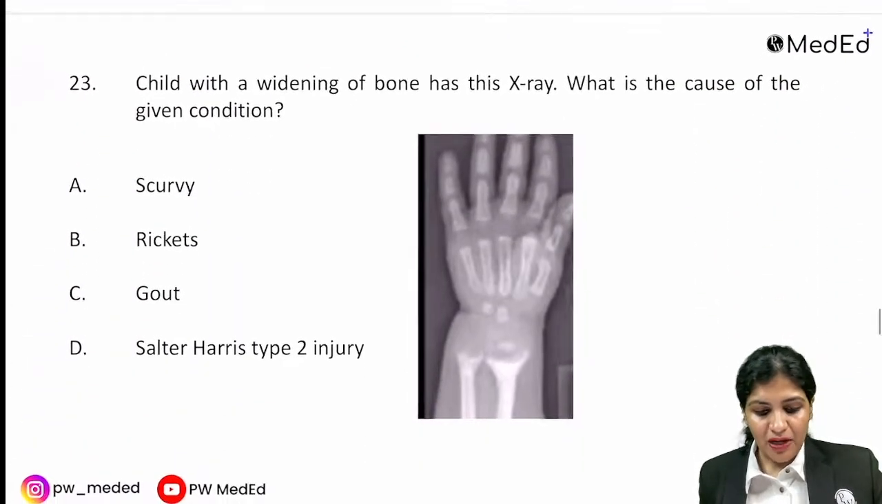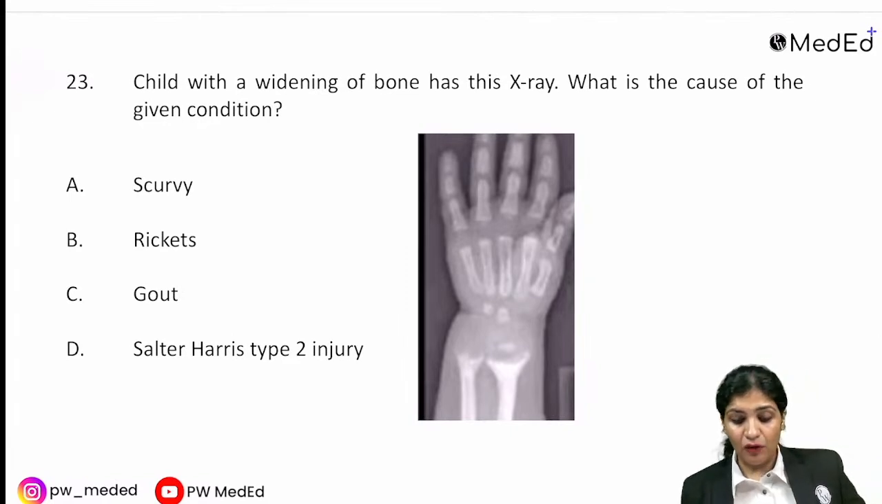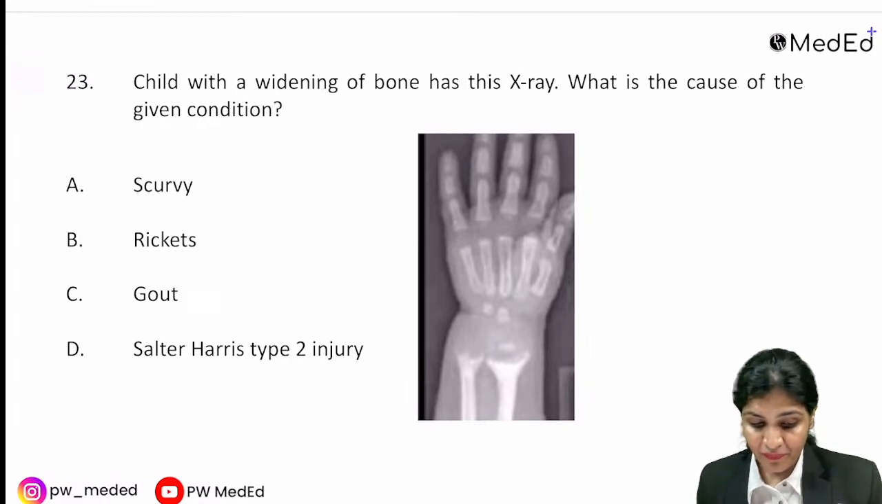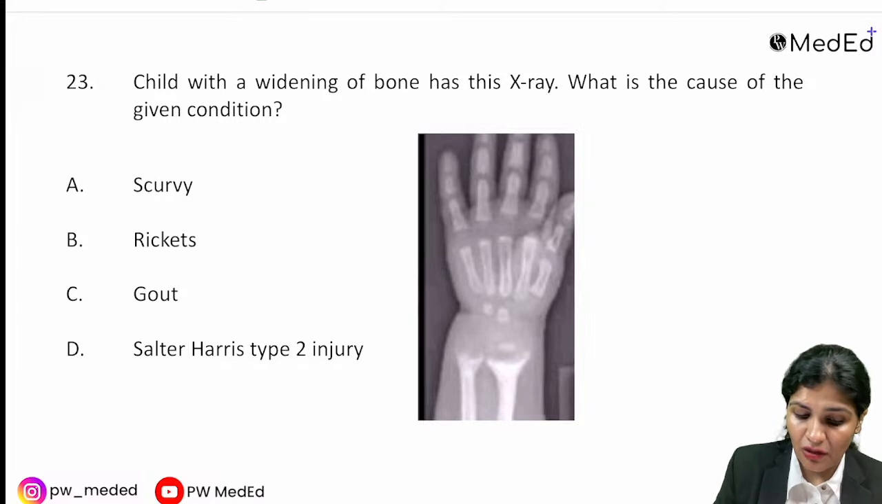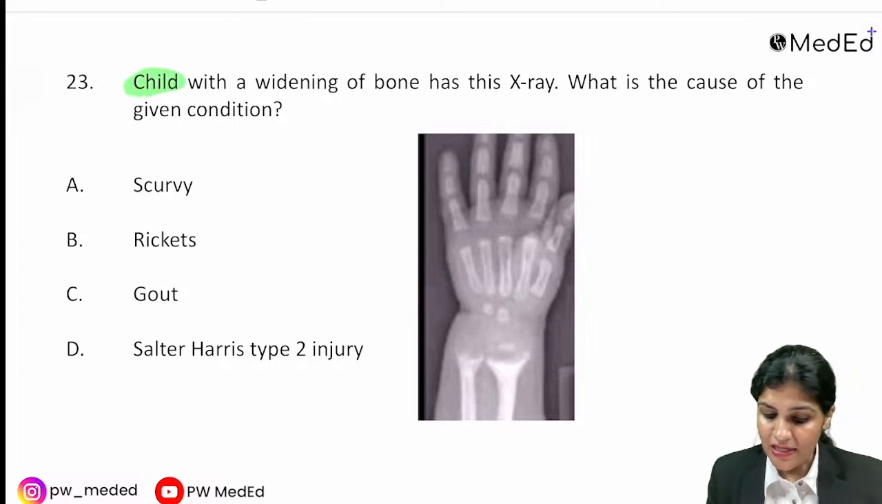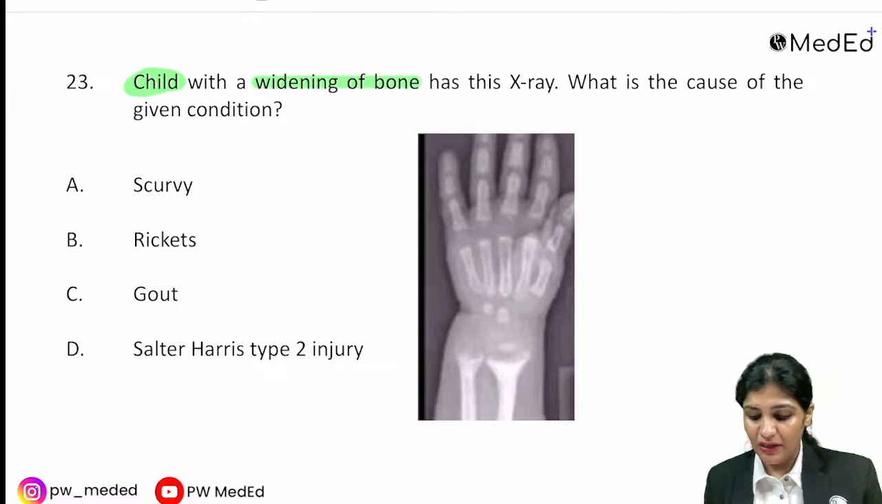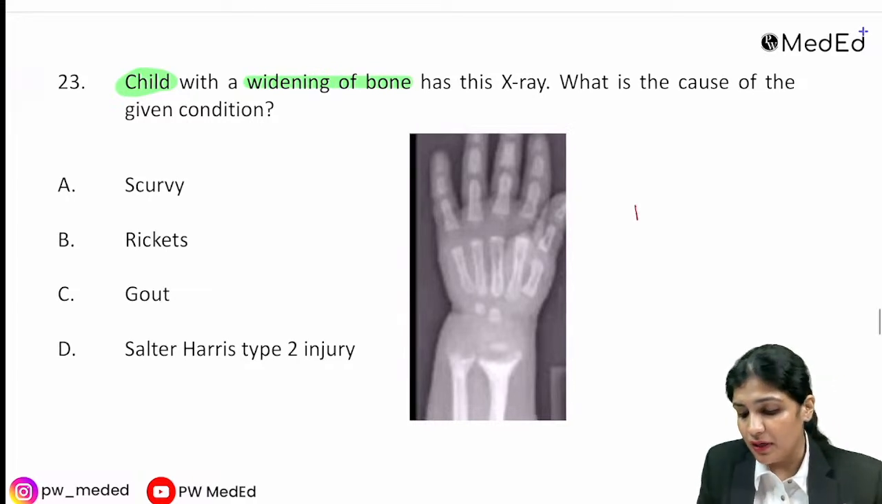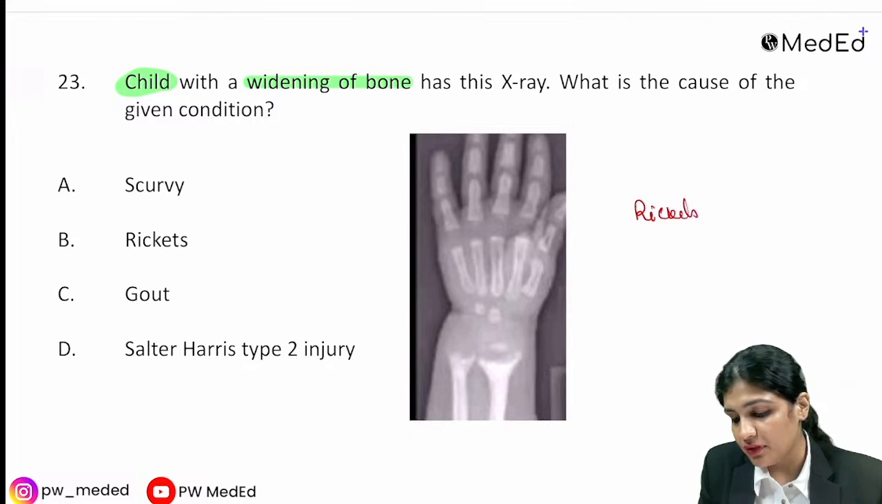So now the next one is child with a widening of bone as this x-ray. So here immediate catch for us is the child, right? And there is a widening of the bone on the x-ray. What is the given condition? So this is again an important bit. This is talking about the rickets.